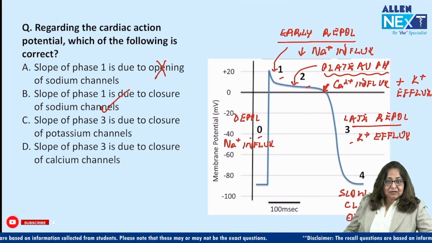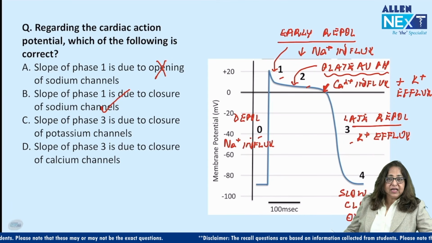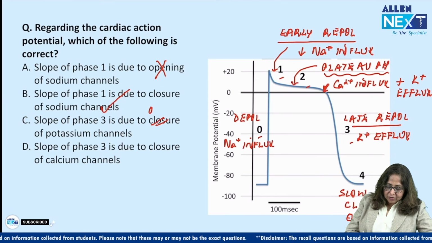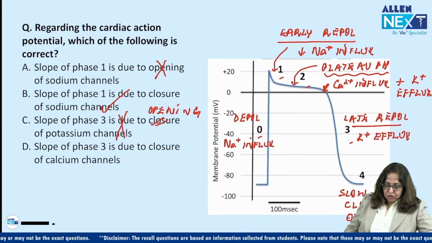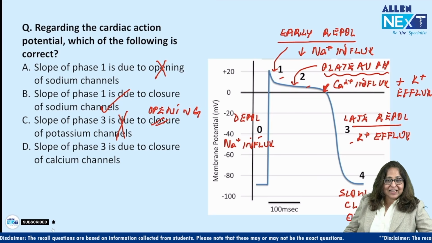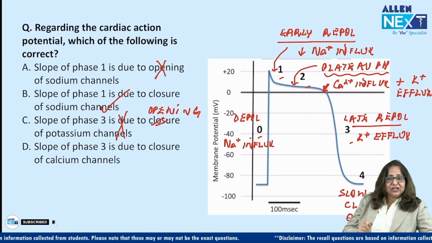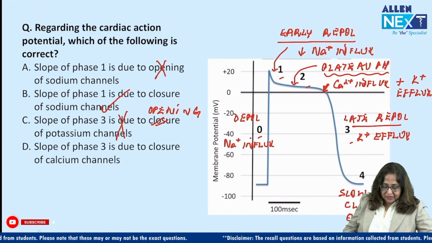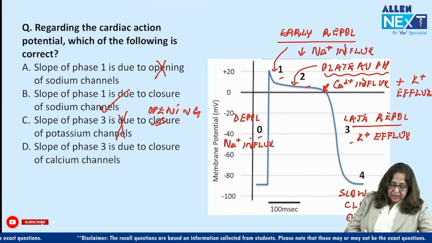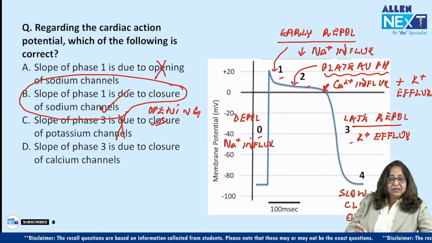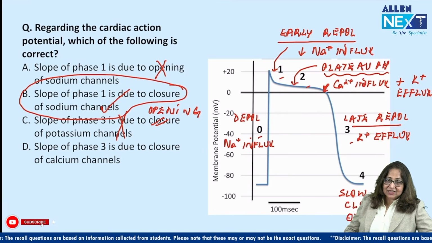Slope of phase 3. Phase 3 is the late repolarization, which is because of an opening of the potassium channels. So this option is also incorrect. Slope of phase 3 is due to closure of calcium channels. No, this is because of the potassium efflux. The opening of potassium channels was responsible for the plateau phase. So the correct answer here: closure of the sodium channels, the fast voltage-gated sodium channels.